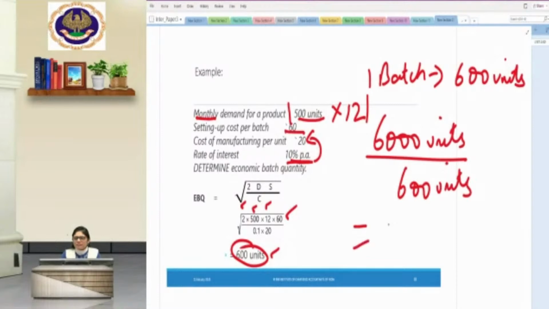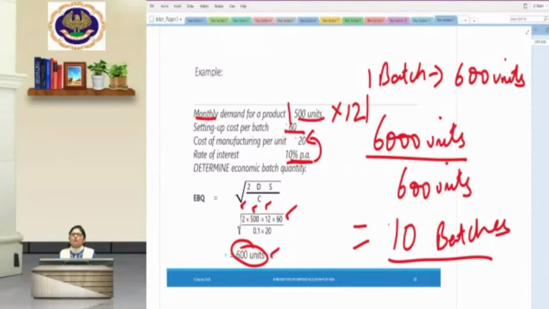How many batches do you require? 10. You require 10 batches to produce the total 6,000 annual units. In one batch, in one lot, 600 units will be manufactured together. Clear? So one batch, 600 units. How many batches will you require the whole year to meet the demand of 6,000 units? 10 batches. Clear?